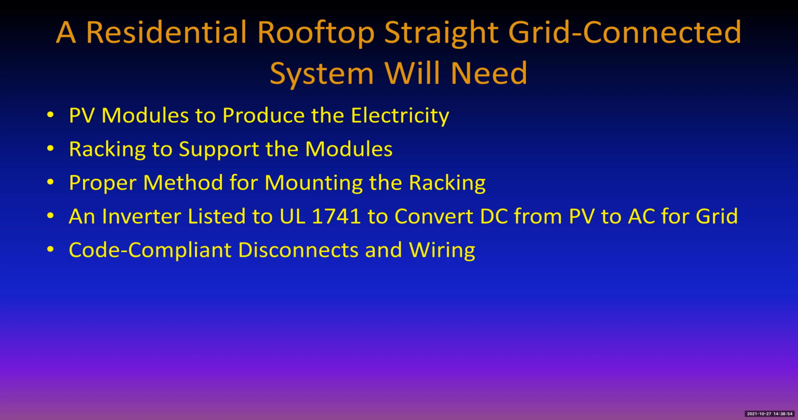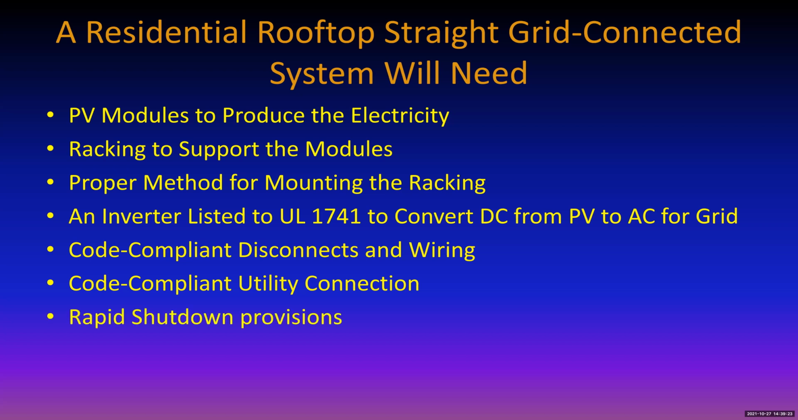Code compliant disconnects and wiring. And thank goodness we've got the National Electrical Code, and Article 705 goes into all kinds of descriptions of that, Article 690 and so forth. So between 690 and 705, you pretty much got all that taken care of. Some in Article 250 about grounding. You need a utility connection that the utility is happy with and the code is happy with. You need provisions to shut down this system rapidly if necessary, if the utility wants to see it go down.